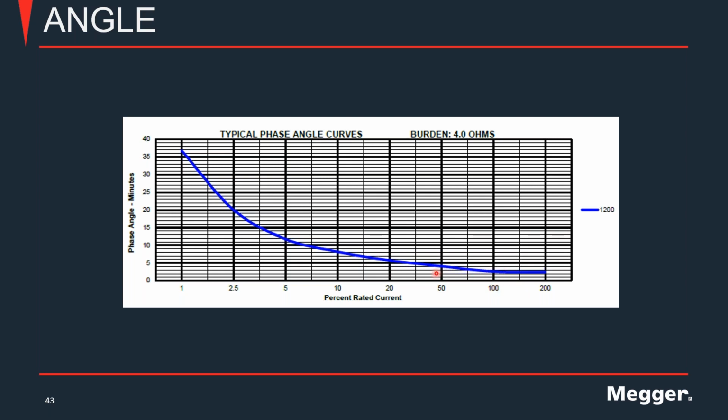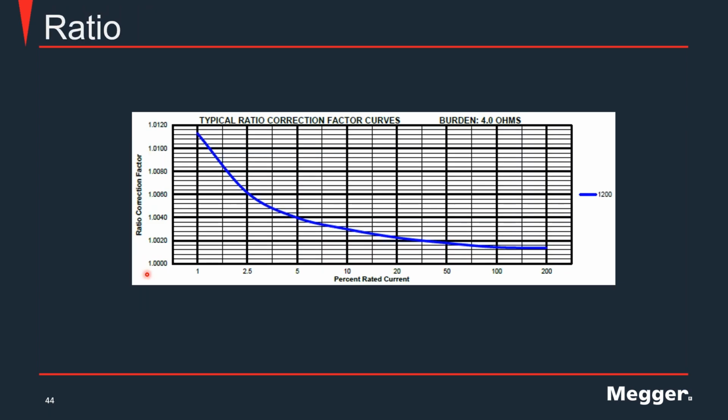So I come here at 100, and I look at my phase angle minute. Mike will present you the curves that come out of testing a current transformer from our instrument. You also have these same curves. They call them ratio correction factor curves, and it's the same thing. At different percentages of rated current, what is the ratio correction factor that I have to use?